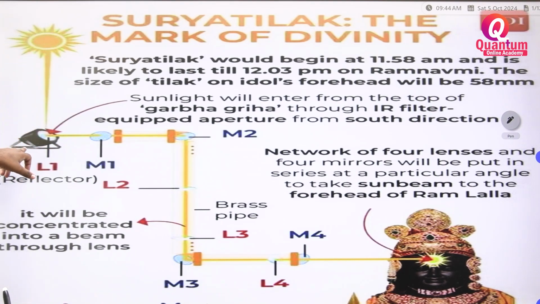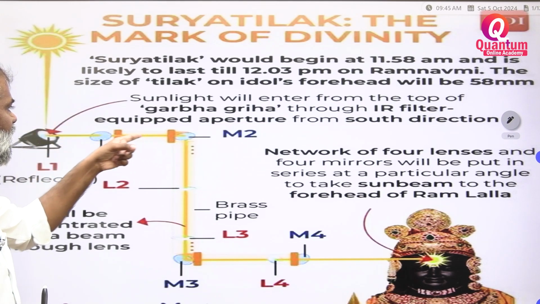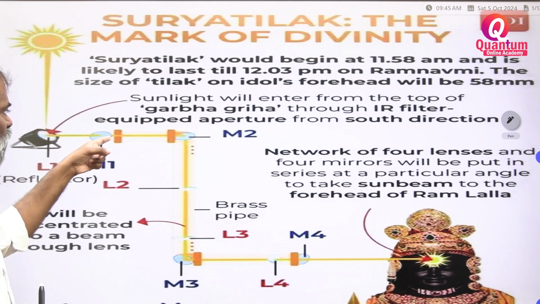L1 is the lens. This is an IR-filtered lens. Why we use it, we will discuss later. After the sunlight is incident on the lens, it immediately goes to the M1 mirror. This mirror reflects the light into one more path.